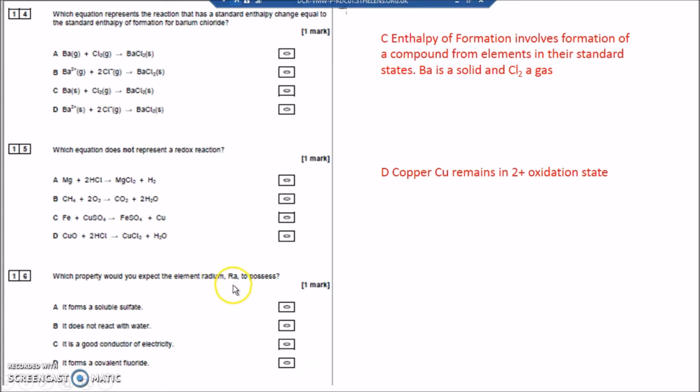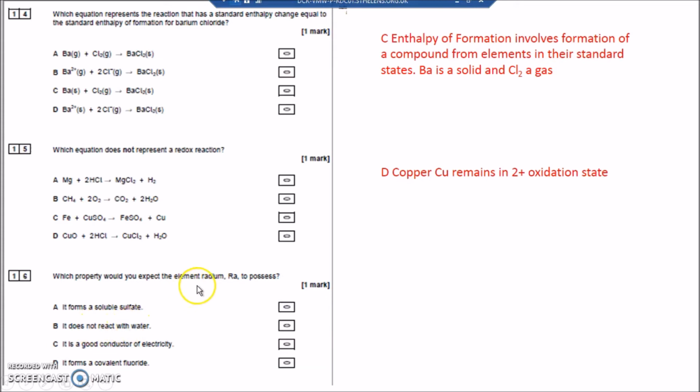Which property do you expect of the element radium? Radium is a metal at the bottom of group 2. As you go down group 1 and group 2, because the electrons are getting further away from the nucleus, they're ionized more easily. The first ionization energy goes down as you go down a group. So therefore it's going to be a very, very reactive metal. It forms a soluble sulfate. Now as you go down the group, they get more and more insoluble.